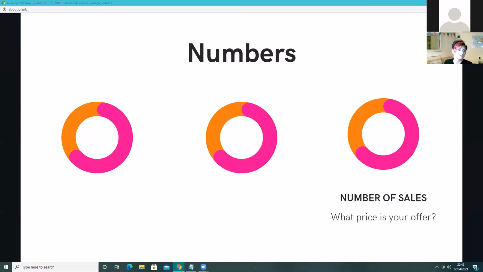297, awesome. That's a really good price for selling on a challenge, that's brilliant. Okay, so if you've got a piece of paper and a pen handy, we're going to do some maths. Simple maths. You might want a calculator though, but they are pretty simple maths. Okay, so write down the price of your offer on your piece of paper.